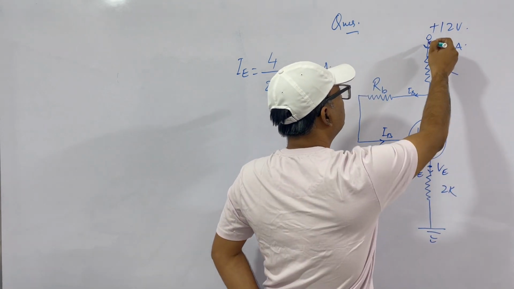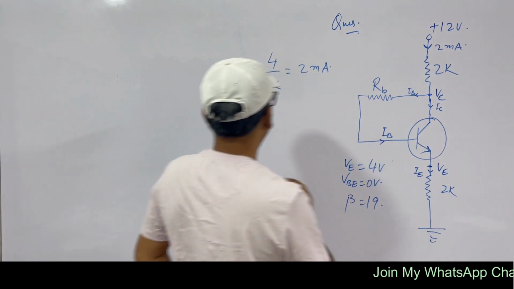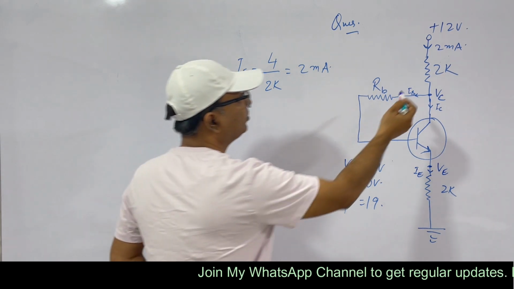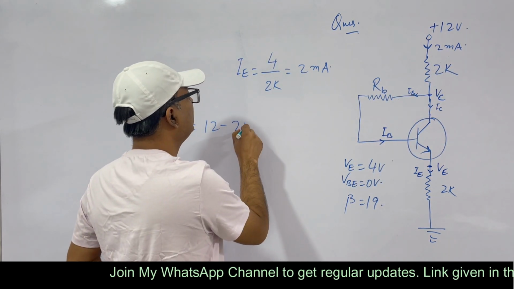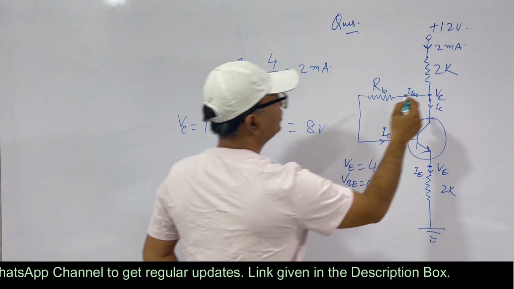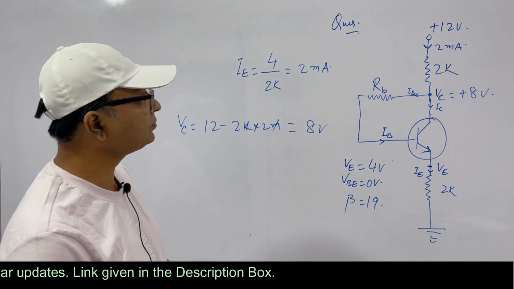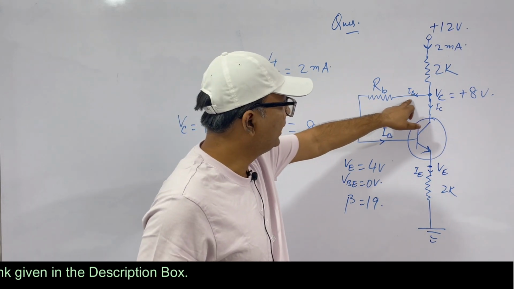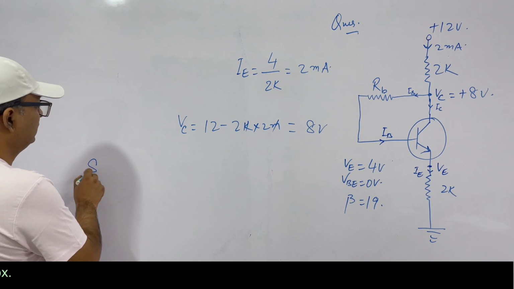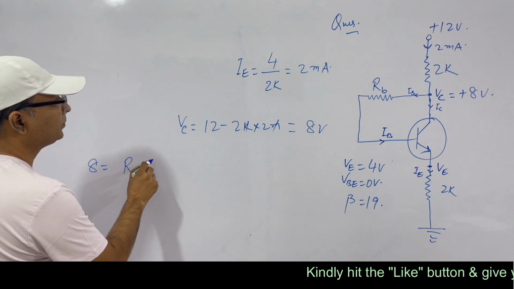Clear? So when this is 2 milliampere, what will this voltage be? This will be 12 volts minus this drop. That is VC. If we want to find the voltage at VC, this will be 12 volts minus the drop across this resistor, that is 2K into 2 milliampere. So kilo and milli gone, 4. So this is 8 volts. So we have VC equal to plus 8 volts. Clear? Now, if we go by this side, what is this? 8 volts is equal to RB into IB.